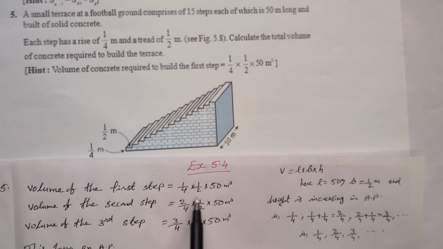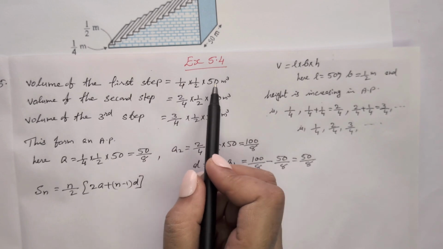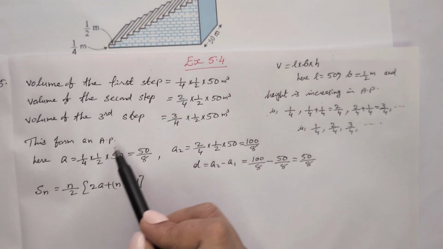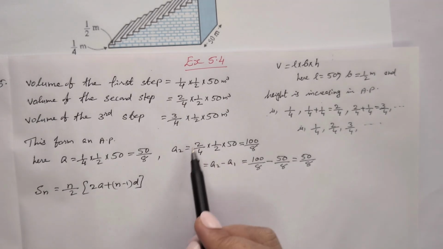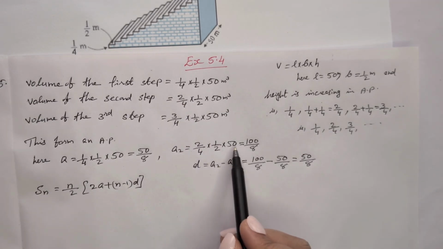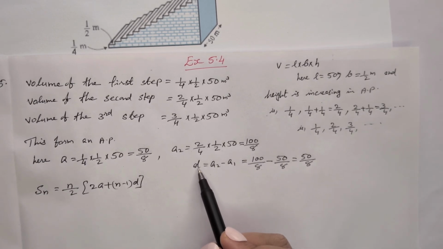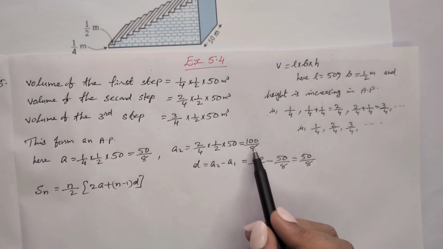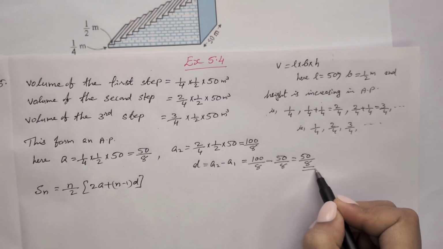With the first term, that is 1 by 4 into 1 by 2 into 50. Second term this, third term 3 by 4 into 1 by 2 into 50, etc. So we can write the first term as 1 by 4 into 1 by 2 into 50. That means 50 by 8. Then second term 2 by 4 into 1 by 2 into 50. That means 2 into 50, 100 by 8. Then from that we can calculate common difference D, A2 minus A1. 100 by 8 minus 50 by 8, that is equal to 50 by 8.